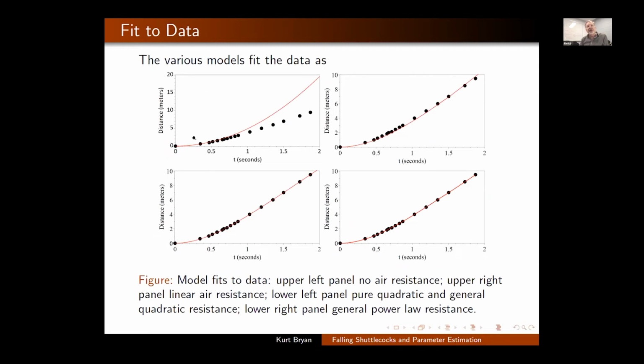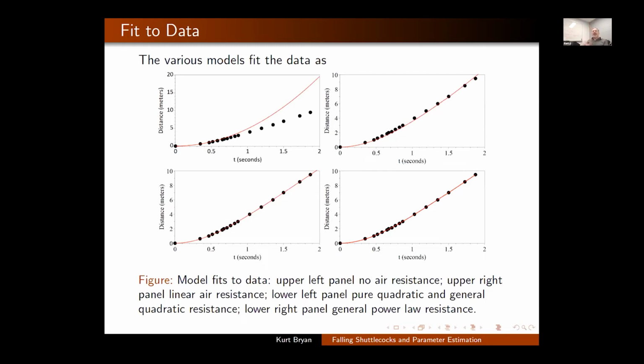Here's what you get: on the upper left is no air resistance. That's clearly a loser. Linear air resistance in the upper right, pretty decent fit. Pure quadratic and mixed quadratic in the lower left. That really kind of drills all the data. I mean, not perfectly, obviously, but it's visually indistinguishable. And of course, the general power law fit is also almost the quadratic model anyway, just very, very small differences.